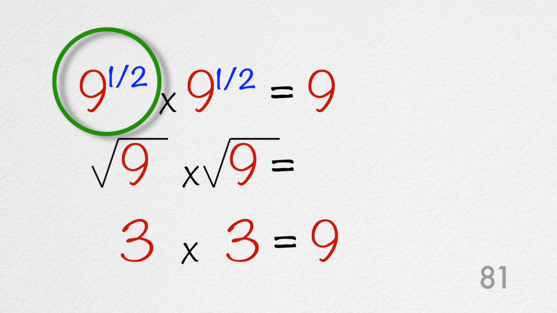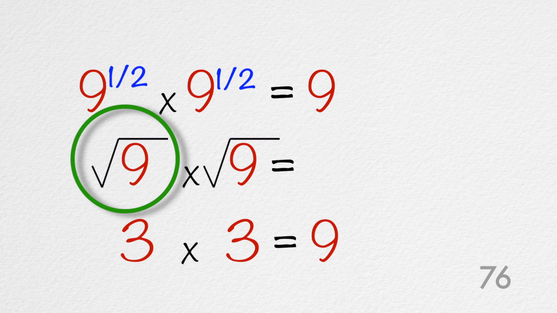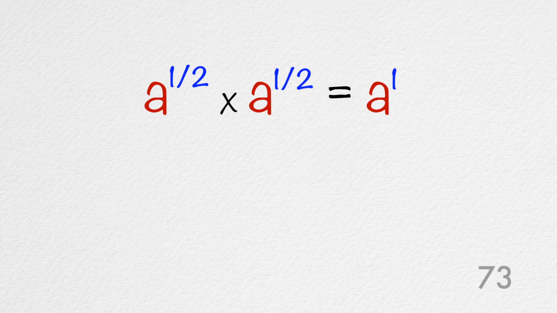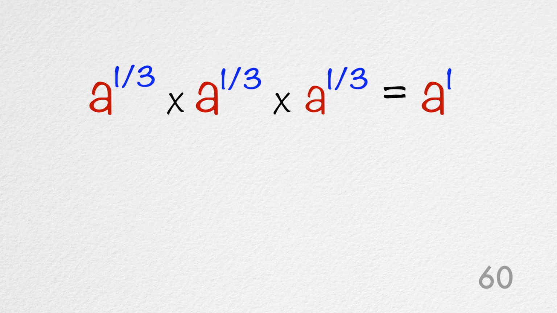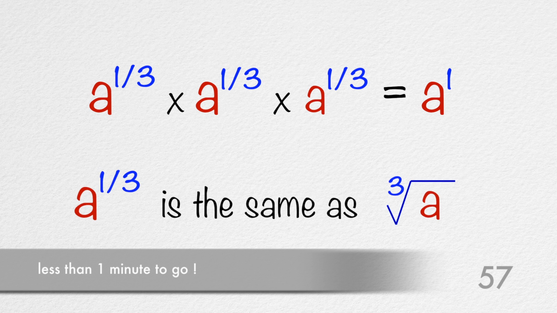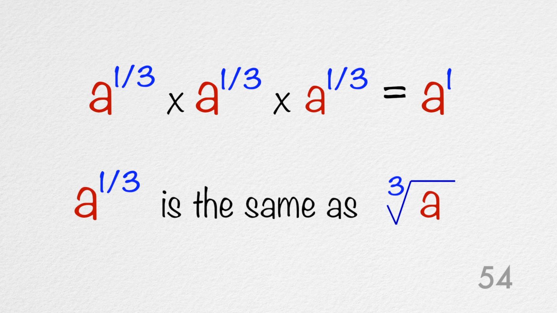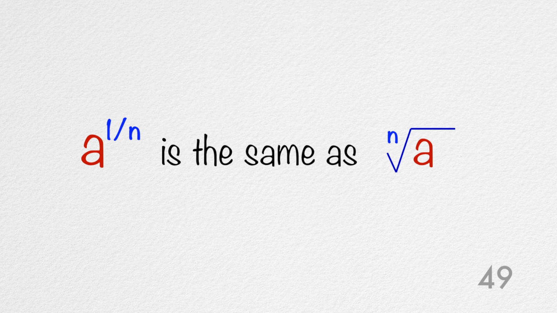So what we've done is successfully demonstrated that 9 with an indices of half is exactly the same as the square root of 9. More generally, what we could also say is that a to the half is exactly the same as the square root of a. And we can generalise even more, because we can say that a with indices of a third times a with indices of a third times a with indices of a third is equal to a. So a to the third must be the third root of a. More generally, even still, we can say that a to the 1 over n is exactly the same as the nth root of a.